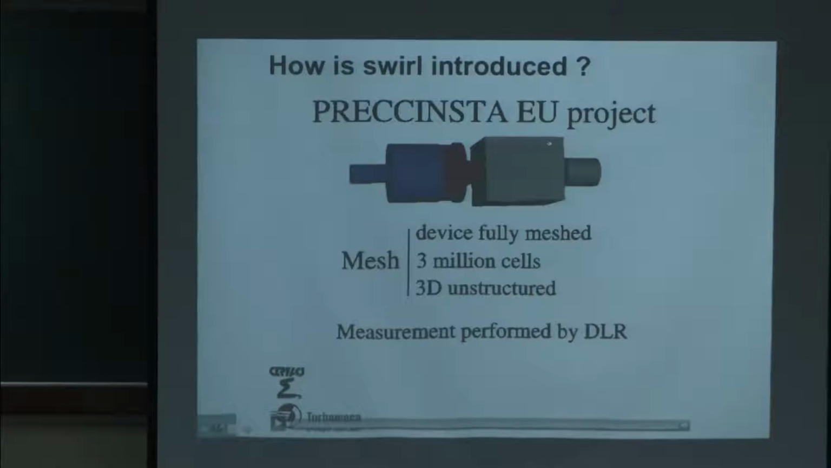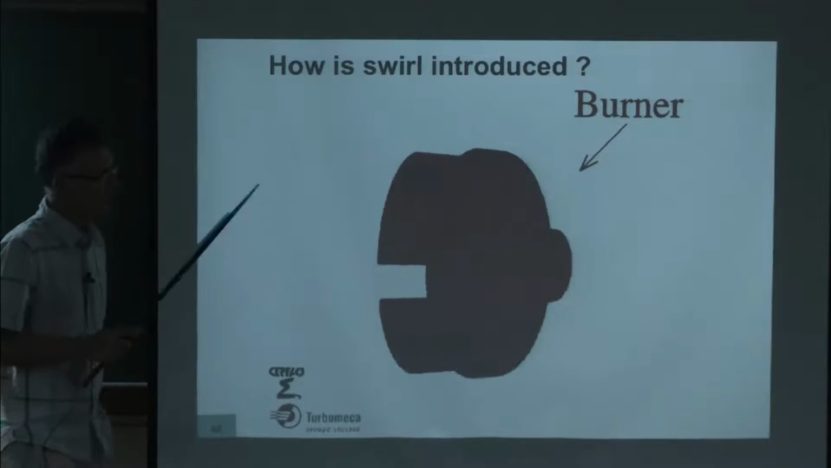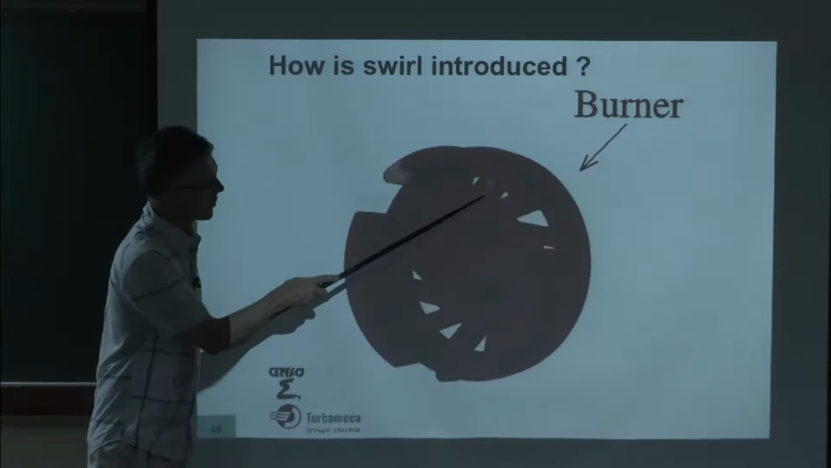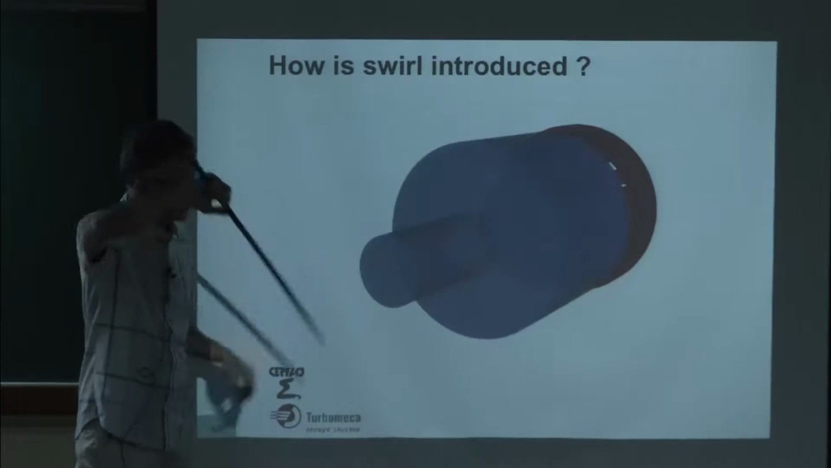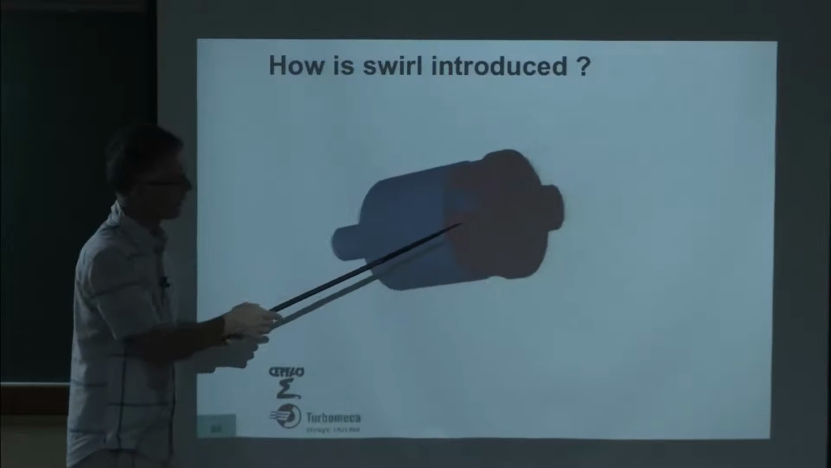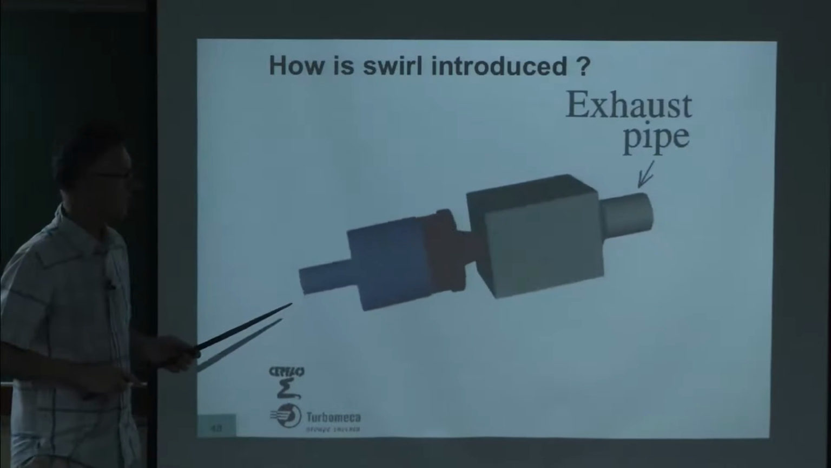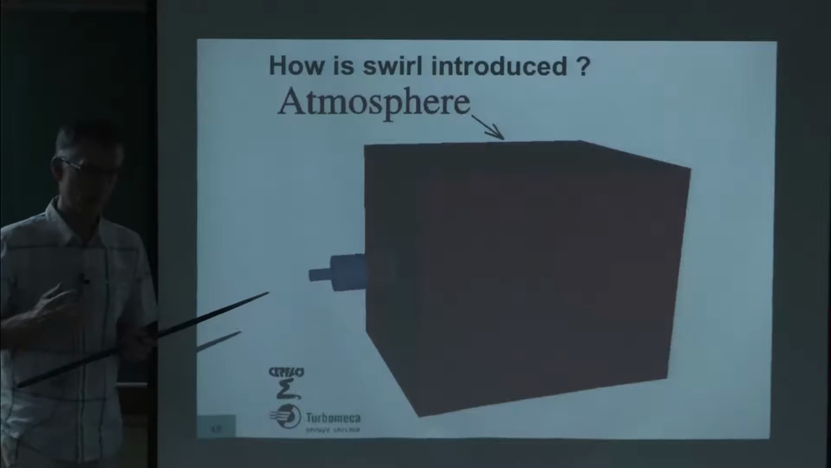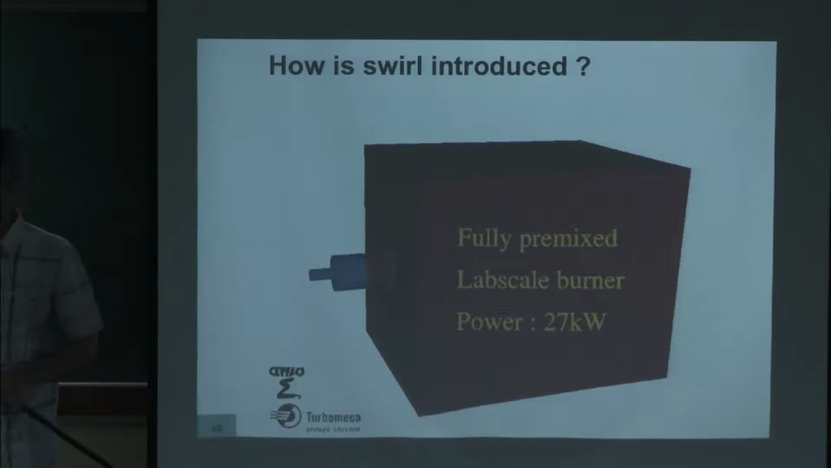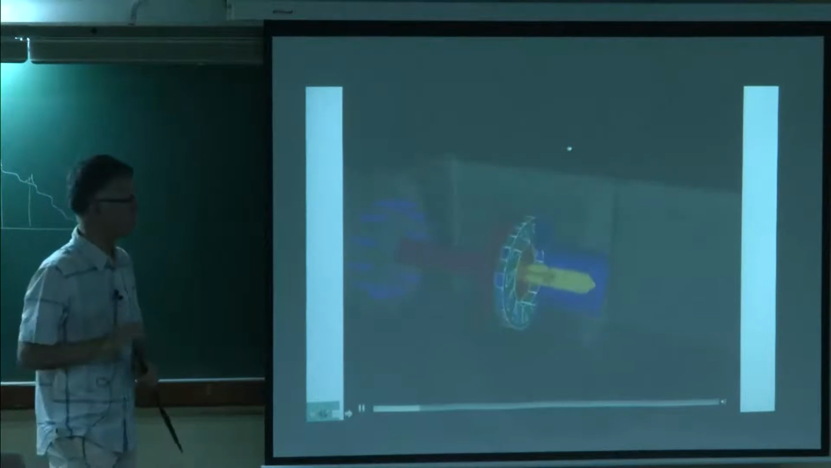Now, I think I've shown you this before. This is the method we use to introduce swirl. You can do that by many methods. Here, you just add passages which have an angle compared to the axis of the flow, and this is sufficient to create swirl. Right? Each combustion chamber has a different method to introduce swirl. That's another chamber. This one comes from the Limousine project in Europe.